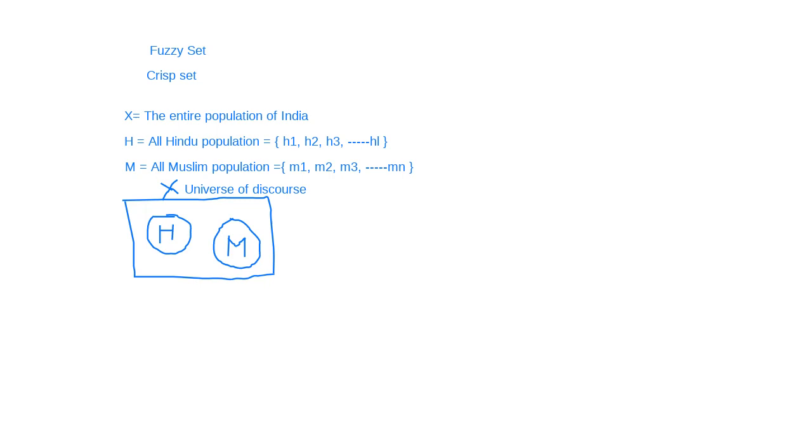All members of H belong only to H. They cannot belong to another subset. Similarly, members of the M subset cannot belong to any other subset. Right? So this is the example of a crisp set. It means H and M are crisp sets. Now we take the example of a fuzzy set.